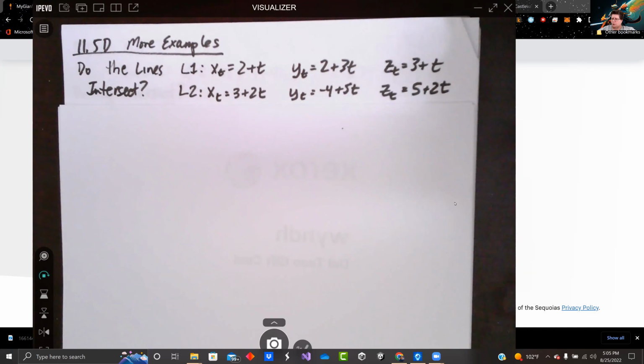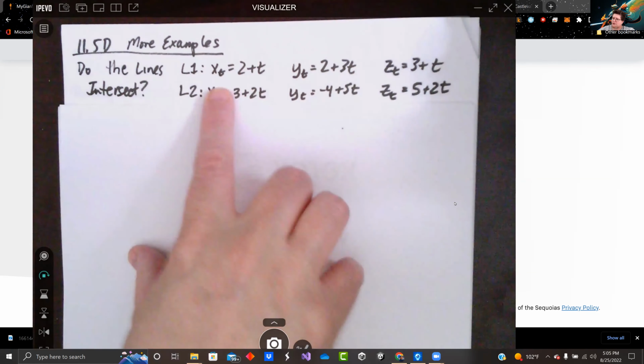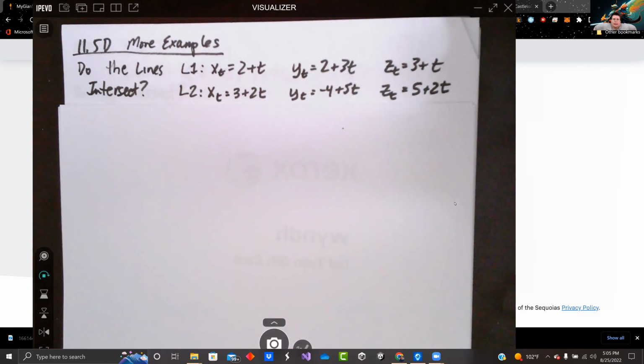We're doing another example, and in this case, we want to look at if two lines intersect. So I've got the line L1 and L2, and I've written the parametric equations for each line right here. L1 has x of t equals 2 plus t, y of t equals 2 plus 3t, and z of t equals 3 plus t. The second line, we have x of t equals 3 plus 2t, y of t equals negative 4 plus 5t, and z of t equals 5 plus 2t.